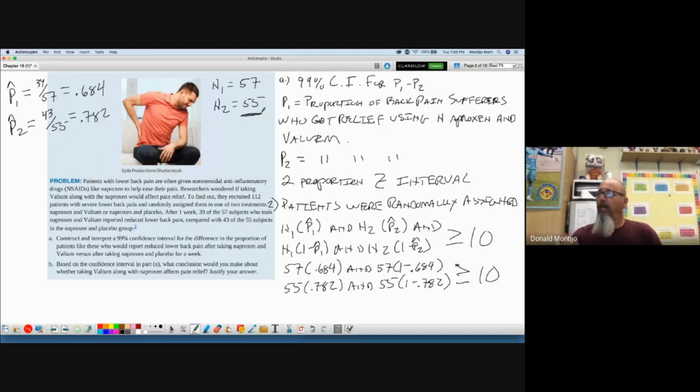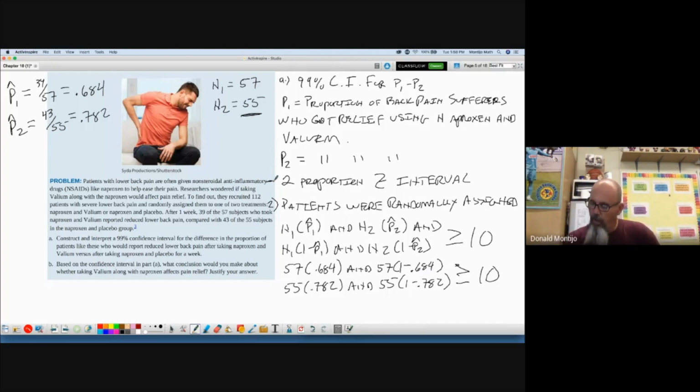So what are we going to do? We're going to construct a 99% confidence interval for the proportion of back pain sufferers who got relief using naproxen and Valium minus the true proportion of back pain sufferers who got relief using naproxen with a placebo. How are we going to do this? By making a 2-prop Z interval. Are we allowed to do it? Yep. Populations at least 10 times the size of the sample, subjects were randomly assigned, and large counts. They were all greater than or equal to 10. So cool. We are allowed to do it.